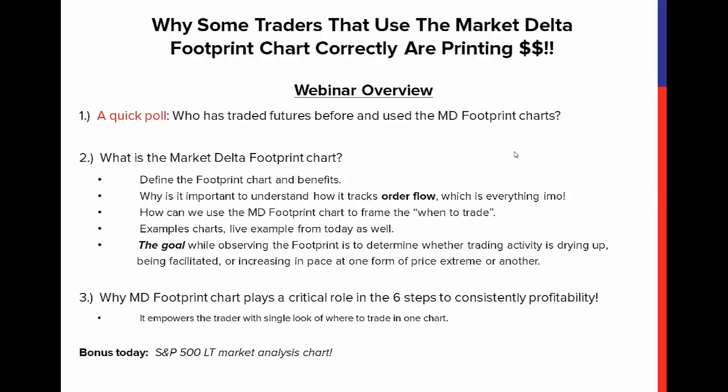I would highly encourage visiting Market Delta's website to view all the videos and PDF files that they have that exhaustively cover how to read this footprint chart and the patterns that are most important to be able to recognize. I'm going to go through some of the patterns today. Obviously, the key thing here being that it is an inside look of the market, and a great way to view the order flow.